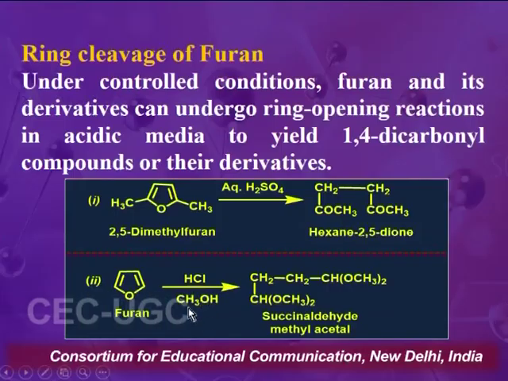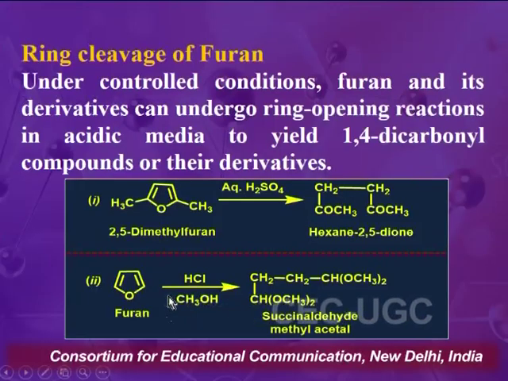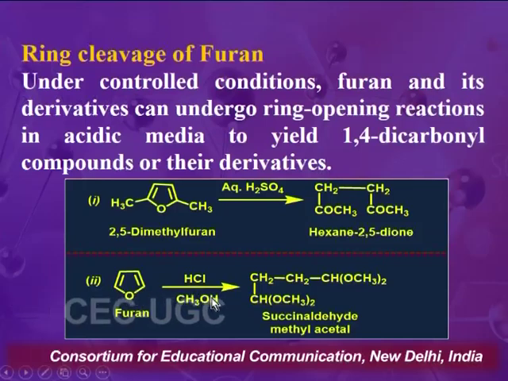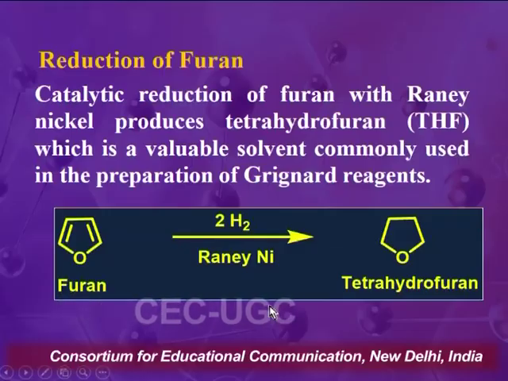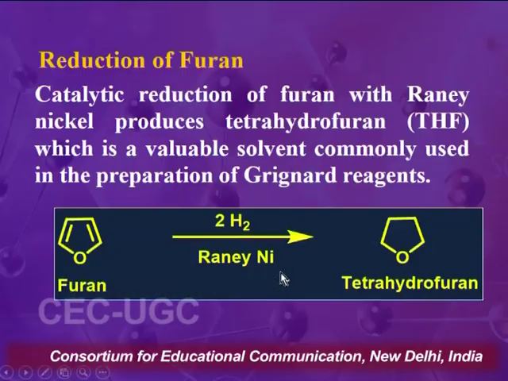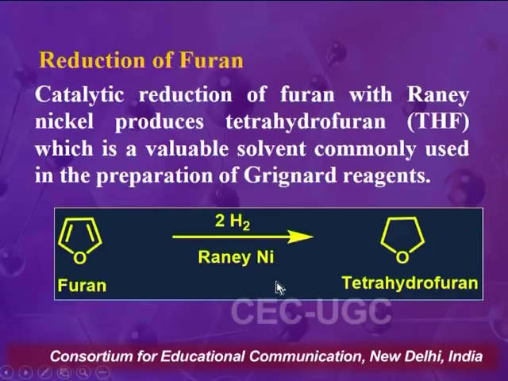And in the second example, we have taken furan molecule itself, and when it undergoes treatment with hydrochloric acid in methanol, then it will produce succinaldehyde methyl acetal as the final product. The next reaction of furan is reduction of furan. So reduction of furan can be carried out by using hydrogenation condition. So in the hydrogenation, we use hydrogen on Raney nickel, and the final product will be tetrahydrofuran.